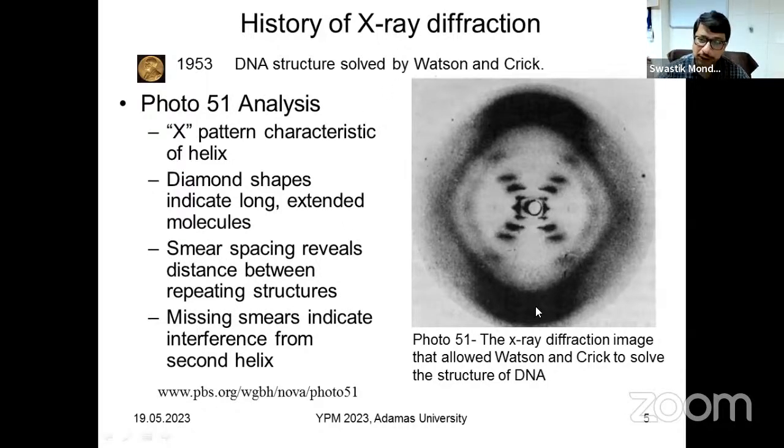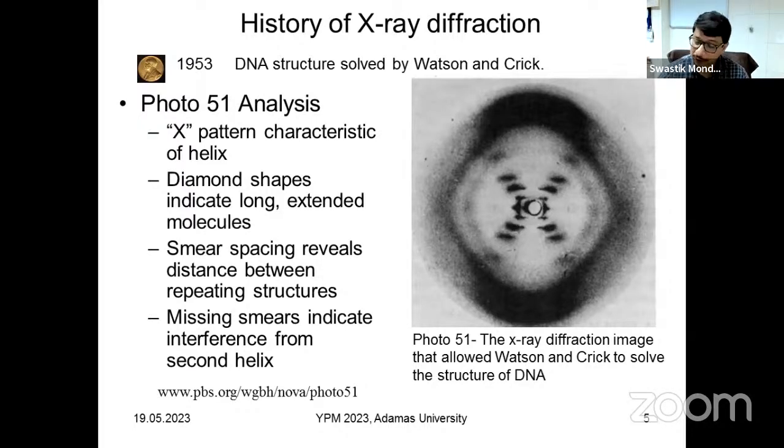So this picture is a famous picture. It is called Photo 51. It was actually taken by Rosalind Franklin and her group. But this picture was solved by two persons, and this is a diffraction pattern from the very building block of our body, that is DNA.